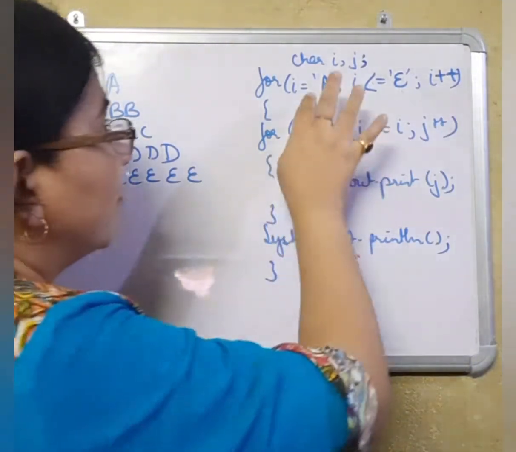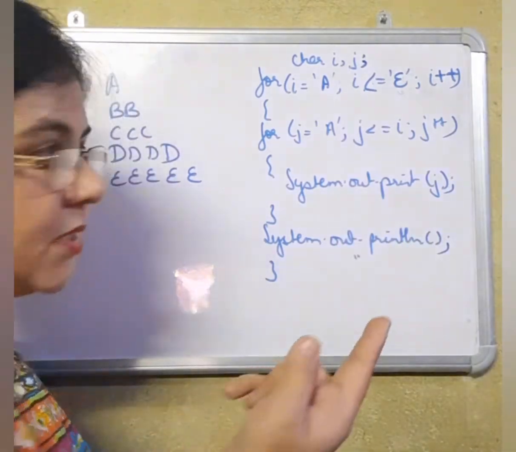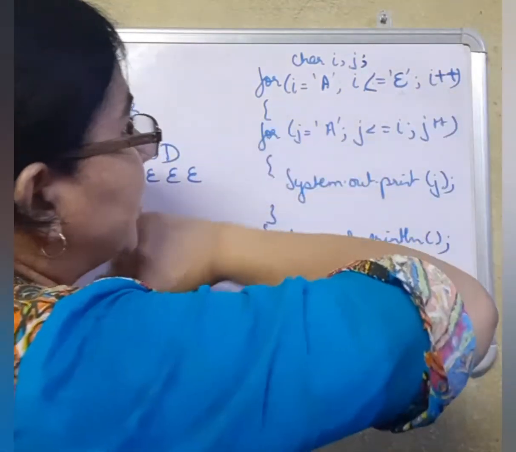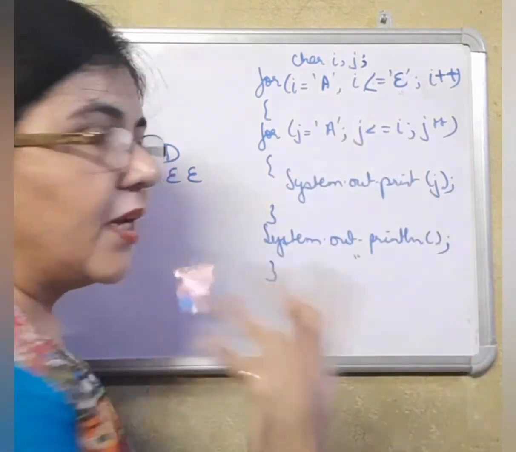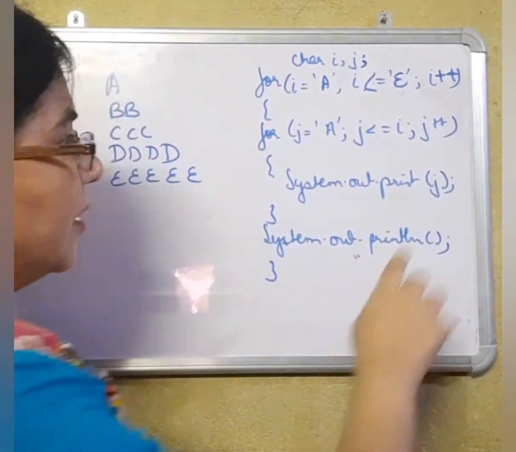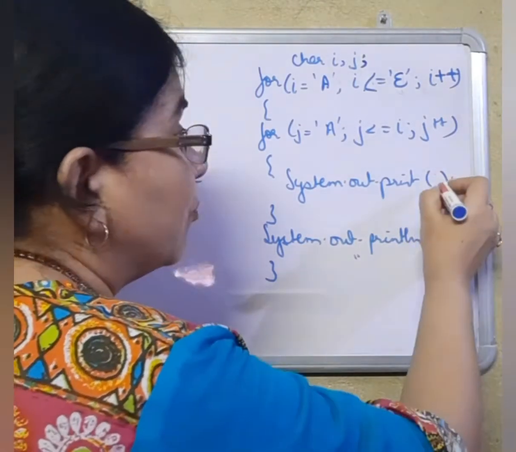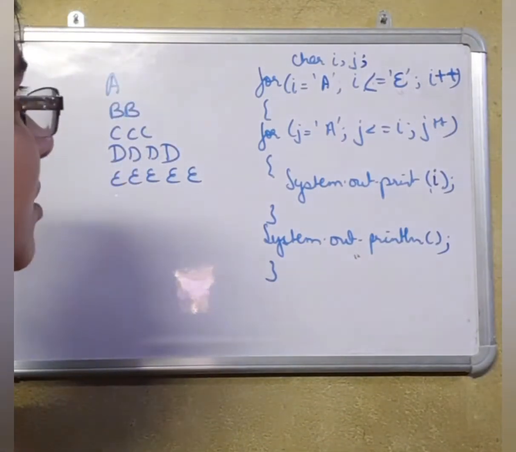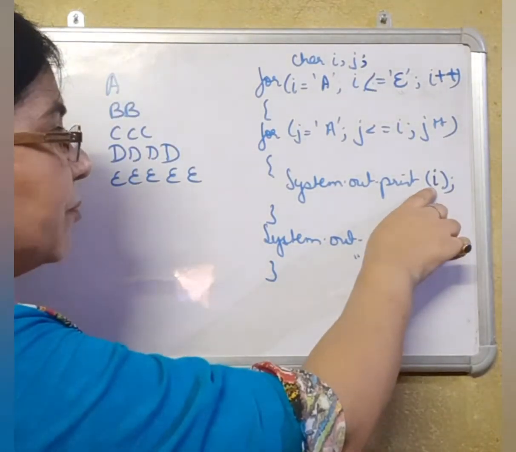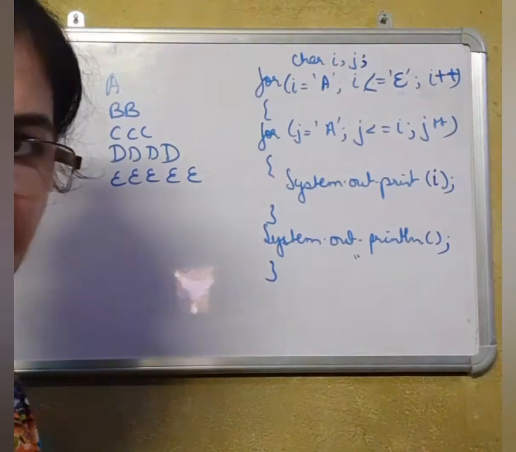So when I becomes A, J will run from A to A. Only one character will be printed. When I increases and it becomes B, J will start from A till B and two characters can be printed. But we will be printing only I here, as I told you in 1, 2, 2, 3, because we have to keep on printing only one value in the same line twice, thrice, four times and so on.